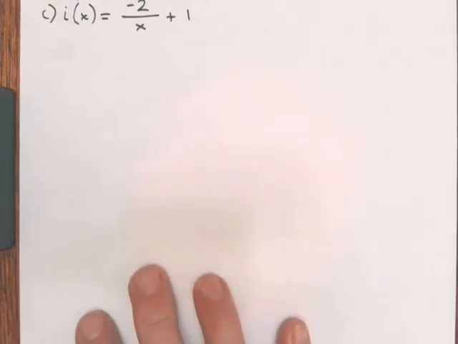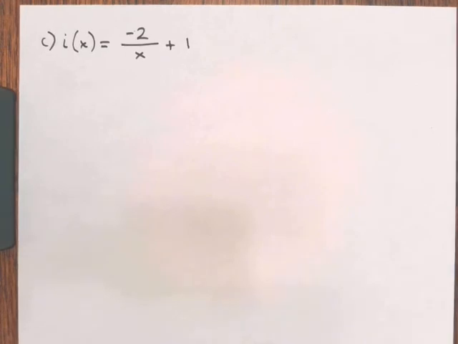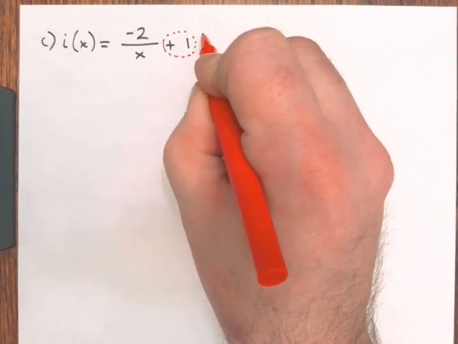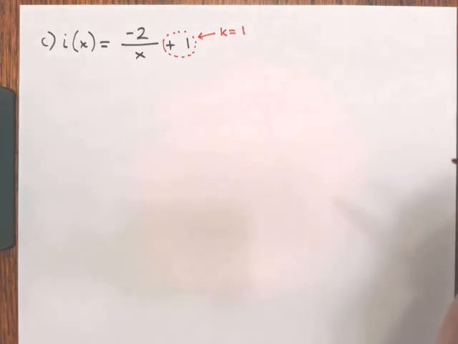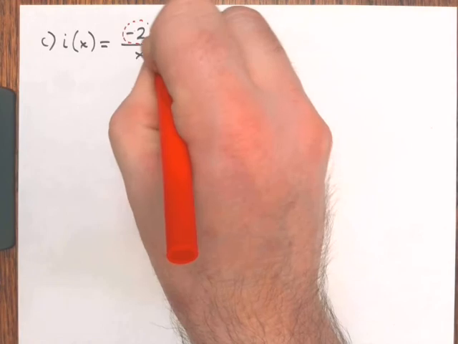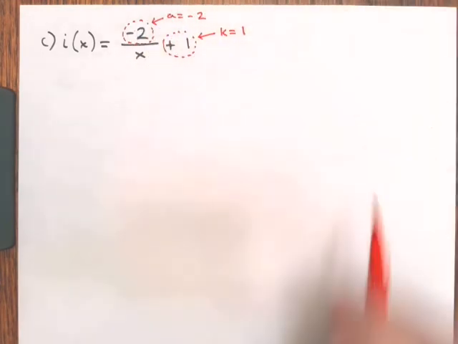For letter C, we have I of x is equal to negative 2 over x plus 1. If you compare that to the parent function, we have a couple things that are different. One of them is the plus 1 on the end. So k in this problem is equal to 1. So that's going to slide our graph up 1 unit. And then our value here on the top isn't a 1 this time. It's a negative 2. So a is a negative 2, and that tells me two things.